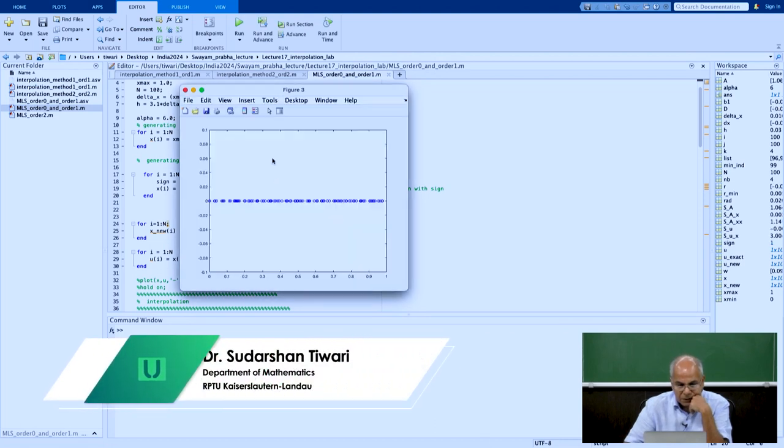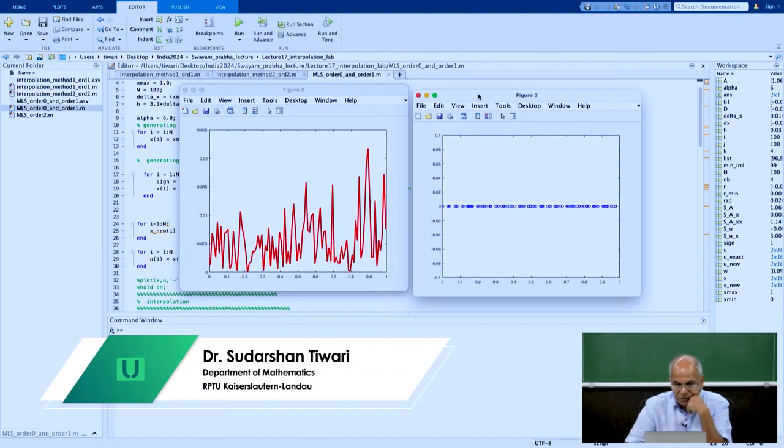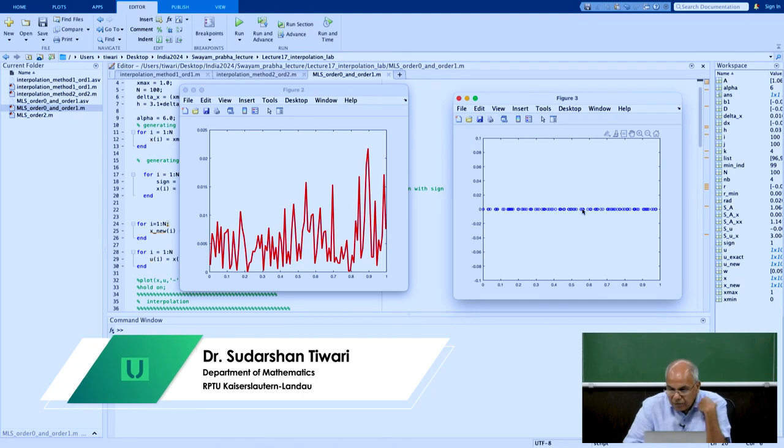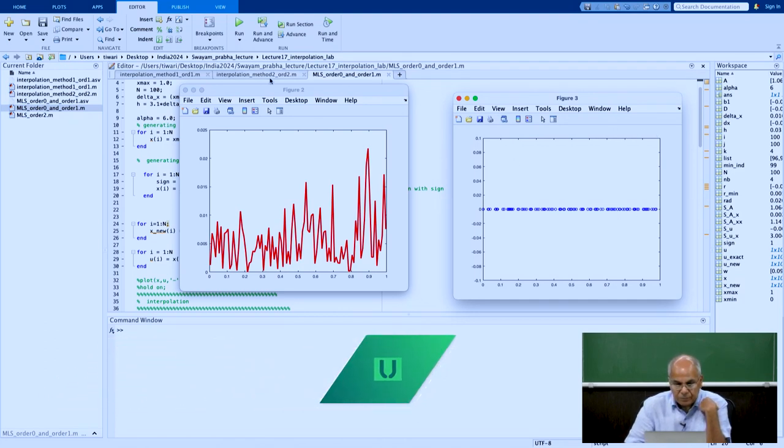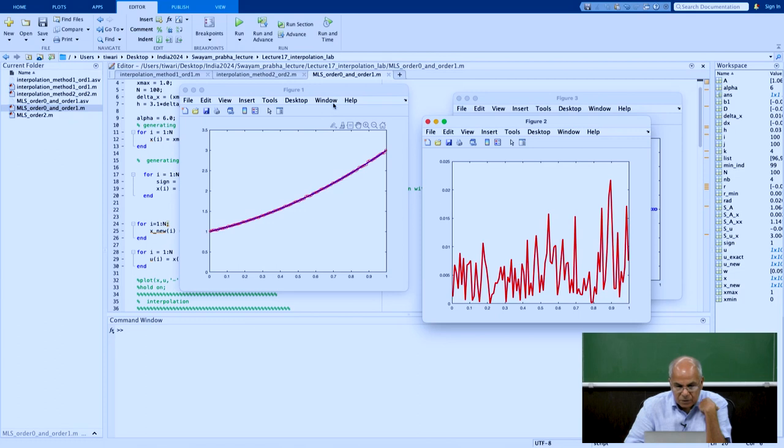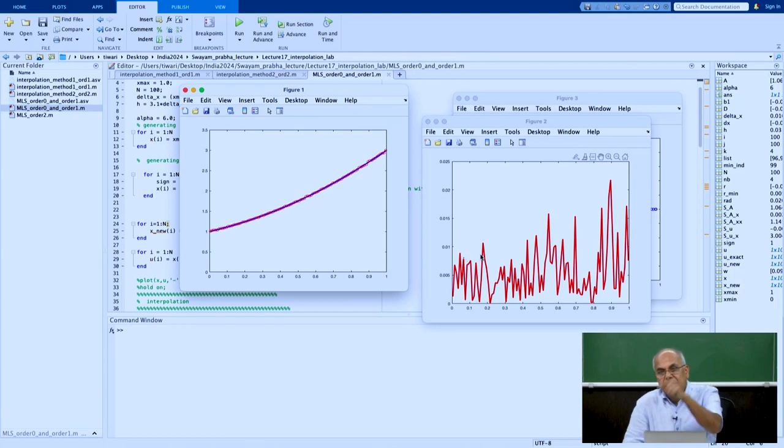So you see, this is the very random grid. The blue line is the exact solution and the red line is our numerical solution. Our error with the random grid is worse than with the regular grid. What you see is that it is maximum something like 0.02. So this is zeroth order.